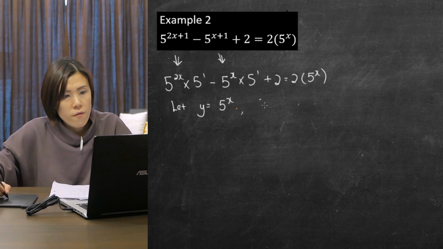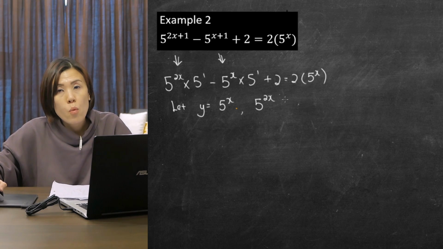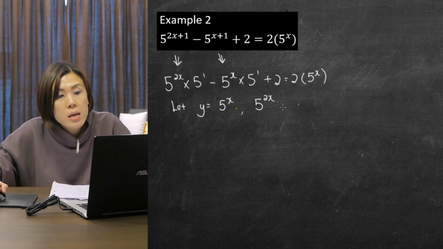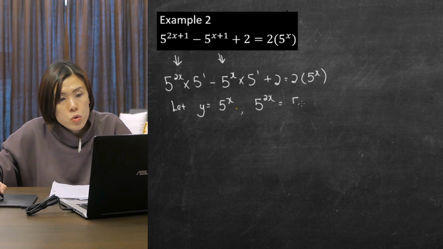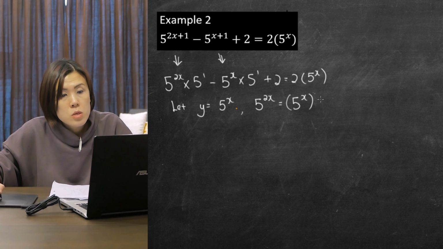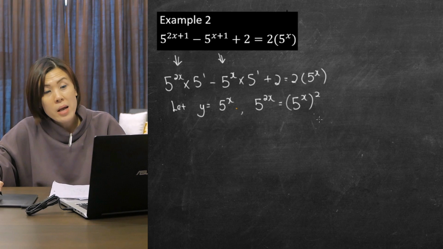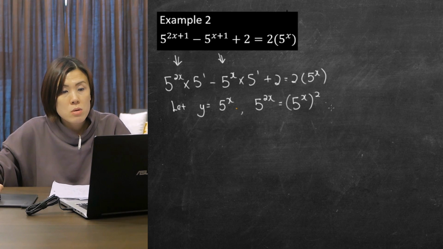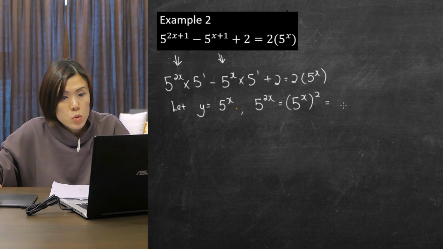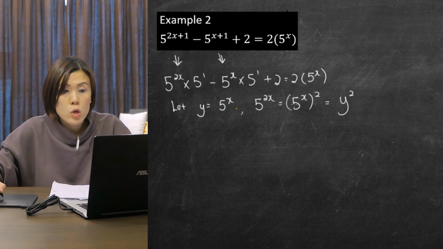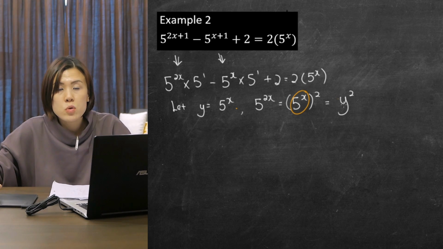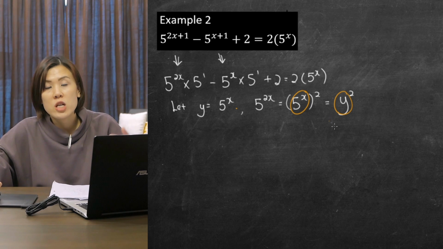So as we have 5 to the power of 2x, which is 5 to the power of 2 times x, this can also be expressed as 5 to the power of x, to the power of 2, because 2 times x and x times 2 are the same. So in this index, we can put y to the power of 2. So we know that we will replace 5 to the power of x by y. So 5 to the power of 2x is actually y squared.